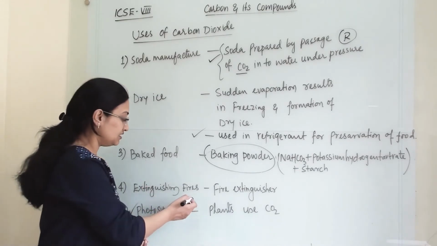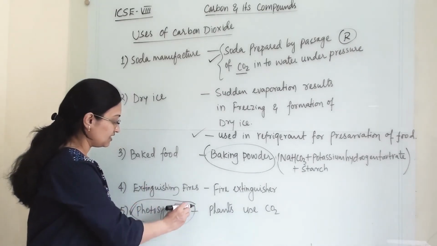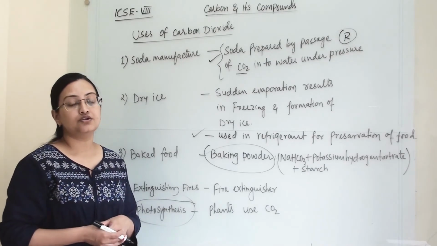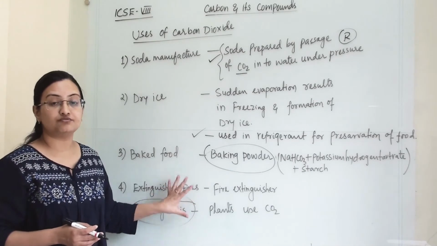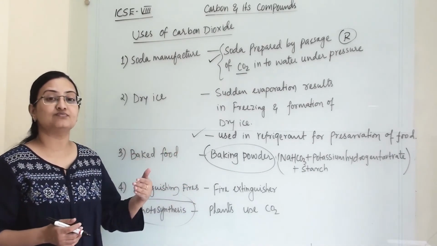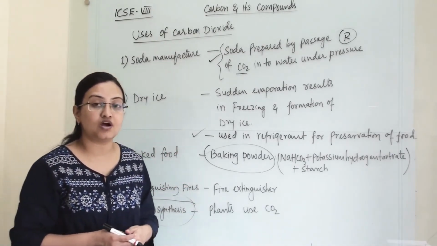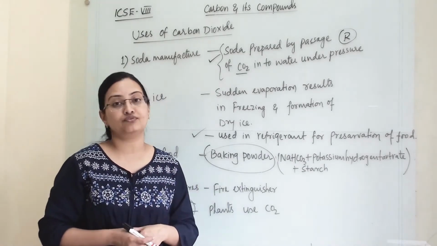Then we need to mention this reason, that in photosynthesis plants are using carbon dioxide. So this is how the question can be asked from the uses, or sometimes they will directly ask a 2 mark question: mention the 4 uses of carbon dioxide.